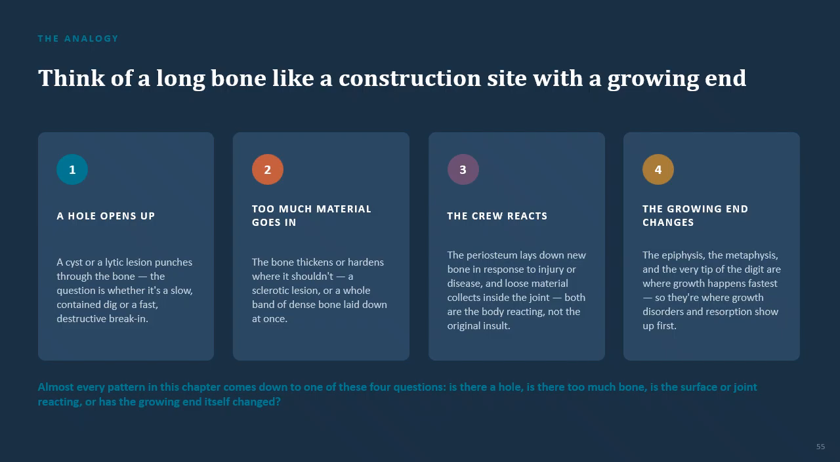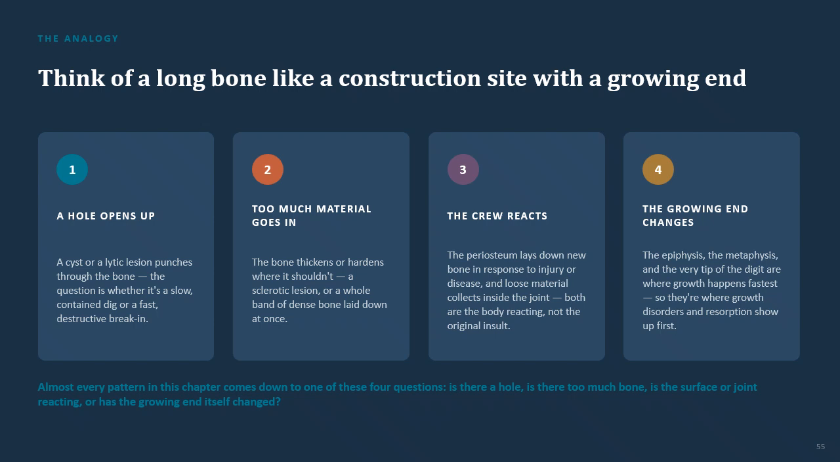The third thing that we're going to look at is that the bone can react to different things around it. So what is happening to the bone? The periosteum, which is the outer covering of the bone, might start producing new bone in response to some type of irritation, or some type of injury or infection, or even another disease process. When we see this response, they typically call it a periosteal reaction. We might also see some loose material develop within the patient's joints as well.